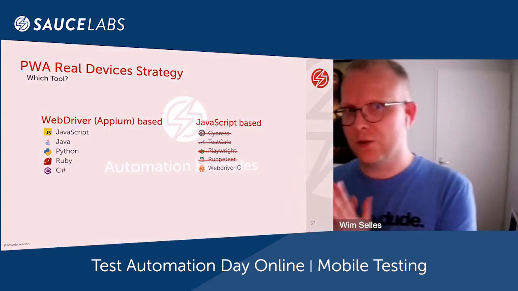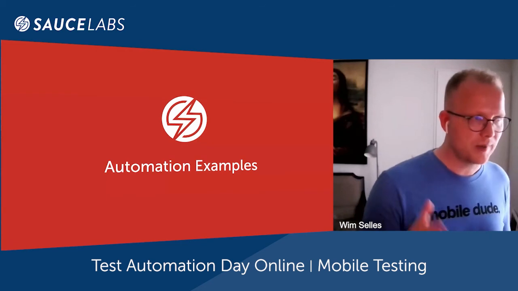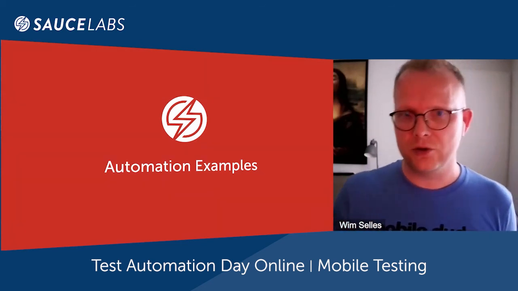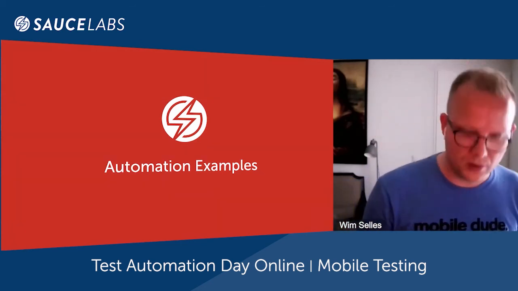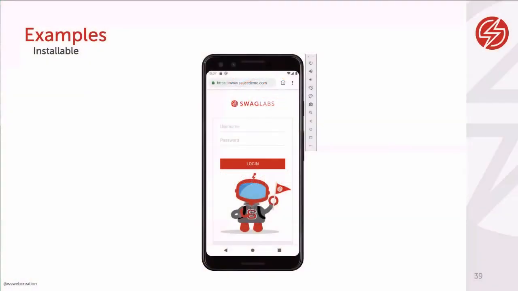And like I mentioned, I also want to give you some automation examples, on how to automate, for example, the installable. So let's take a look at the installable. In this case, I've got the Android device here.